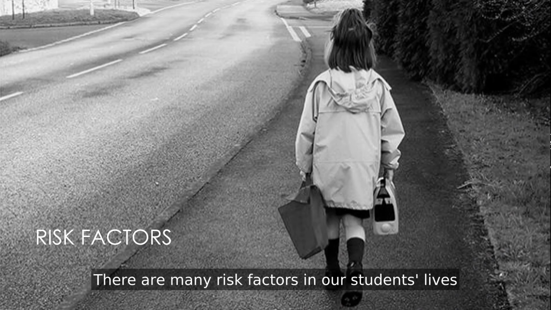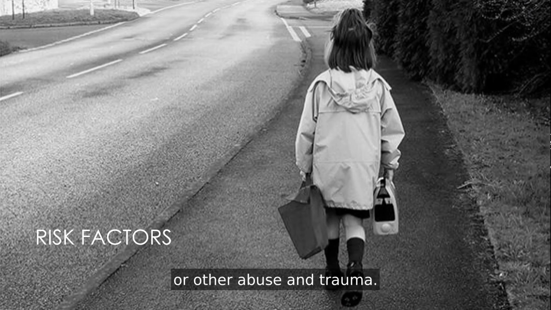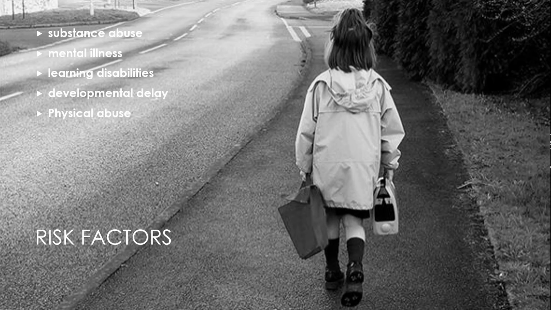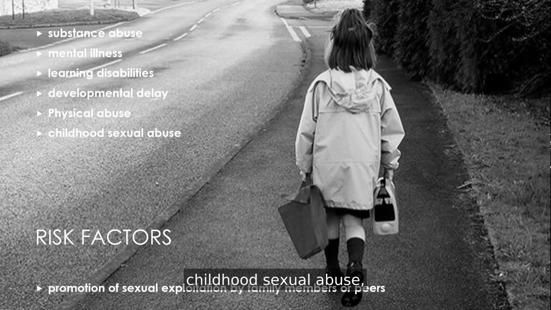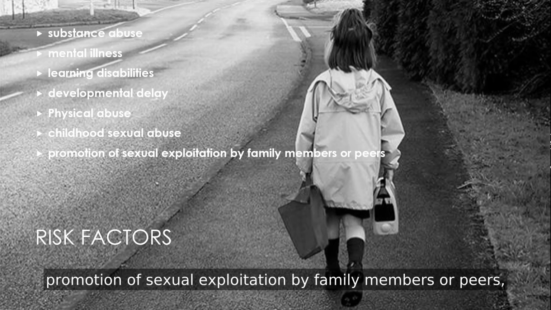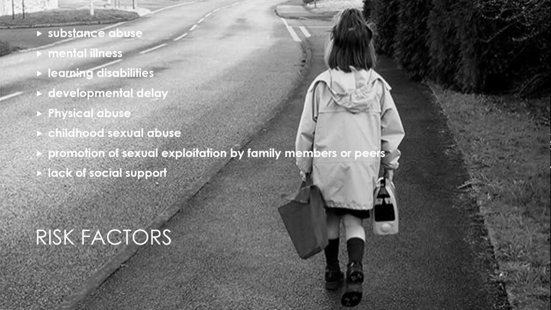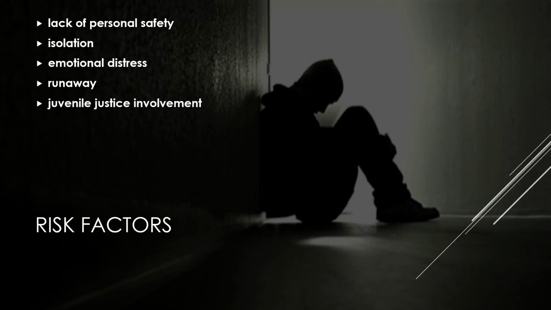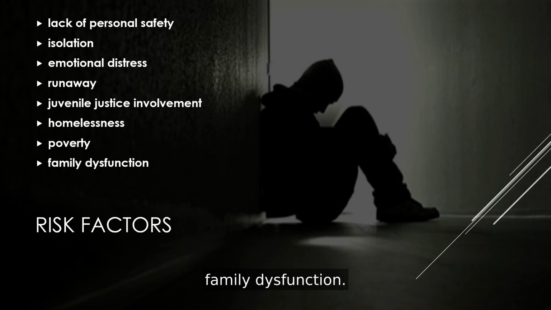There are many risk factors in our students' lives that may put them at risk of trafficking or other abuse and trauma. Some of these factors might include substance abuse, mental illness, learning disabilities, developmental delays, physical abuse, childhood sexual abuse, promotion of sexual exploitation by family members or peers, lack of social support, lack of personal safety, isolation, emotional distress, runaway, juvenile justice involvement, homelessness, poverty, family dysfunction.